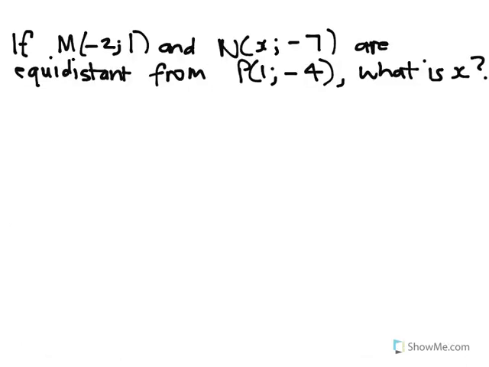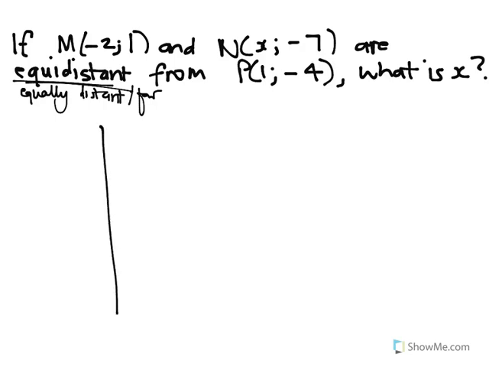Right, one more question. If M, which has coordinates minus 2 and 1, and N, which has coordinates x and minus 7, are equidistant from P, what is x? So equidistant just means they are equally distant or equally far from P. So quick sketch once again.